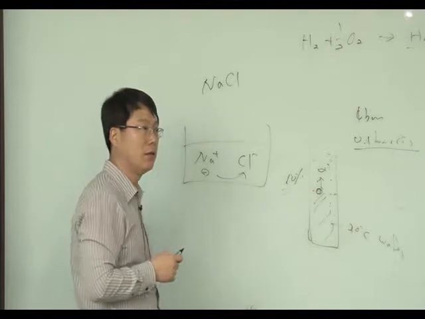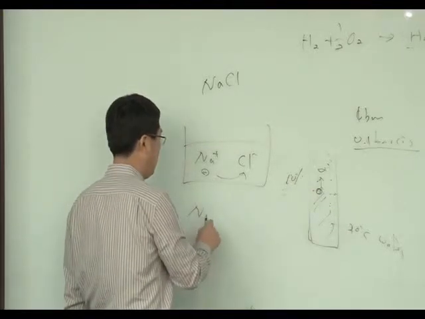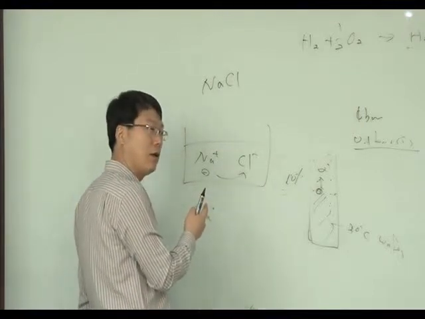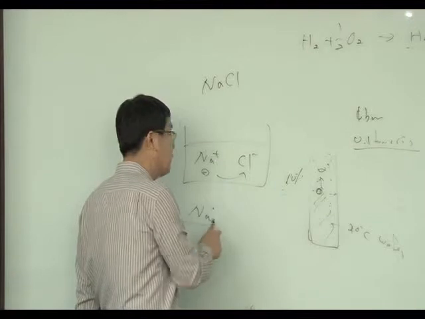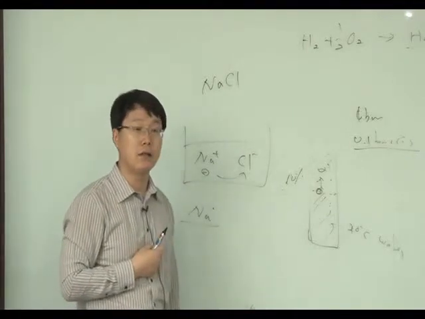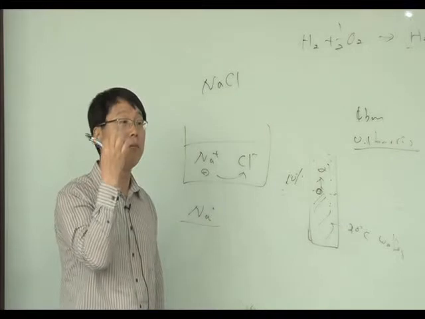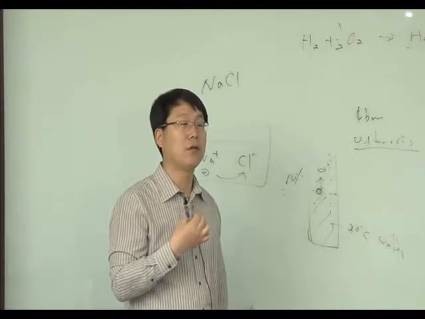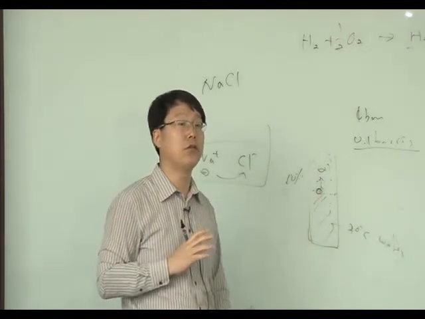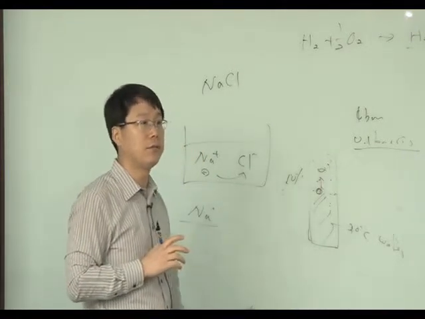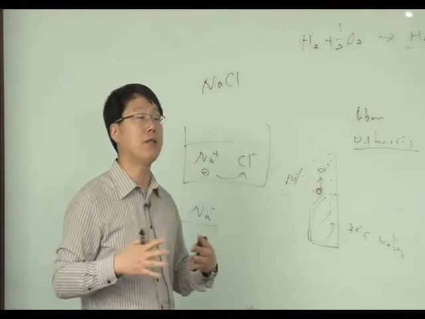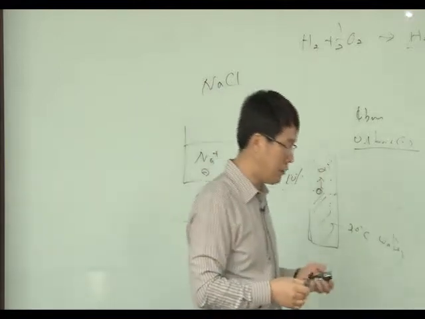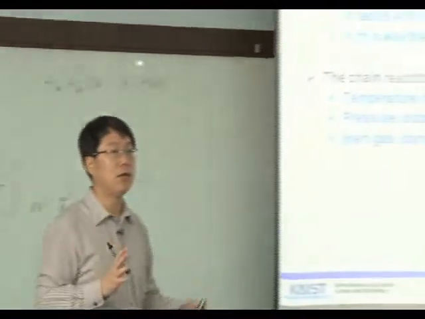What is a radical? This is an electron. This state is called a radical, a molecule with a free electron, but the net charge is 0. This is a radical. We cannot stabilize radicals because they are very active. So during fire and explosion, we have radicals.